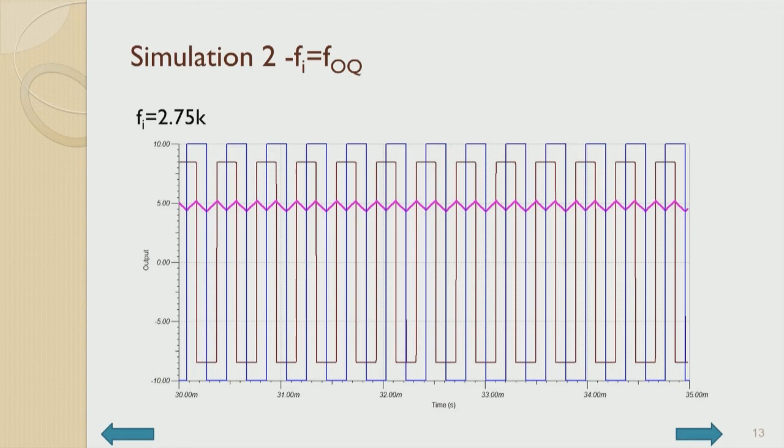Now what is happening is Fi is going to be made equal to F0Q. So what should happen? The phase shift should automatically adjust itself to be 90 degree. So we have this input adjusted to 10 volts square wave, that is the input waveform, and this is the output waveform of the VCO, okay, and you can see that these are exactly in quadrature with one another or 90 degree phase shifted.